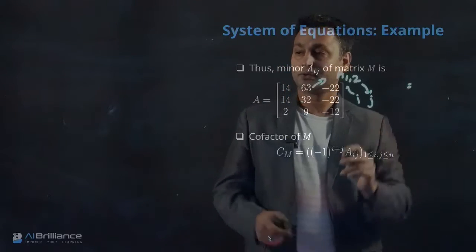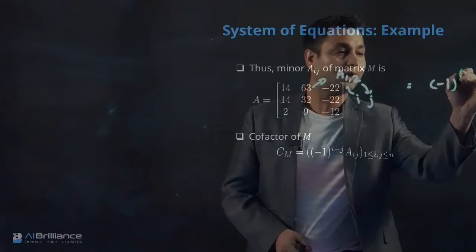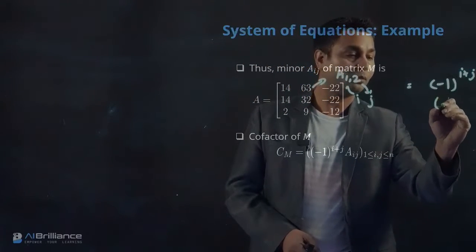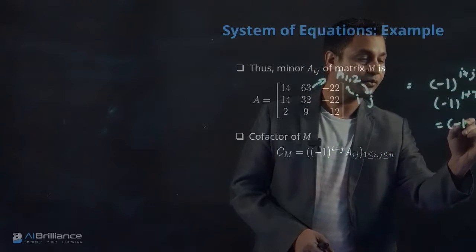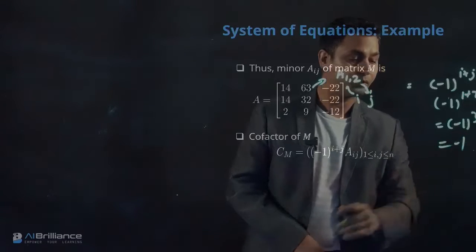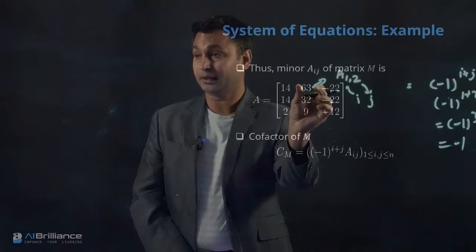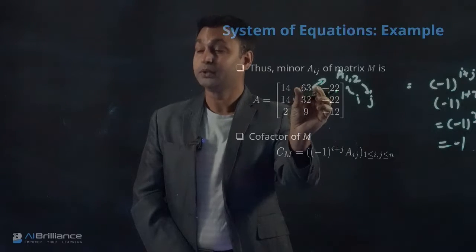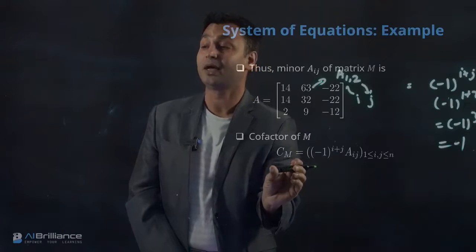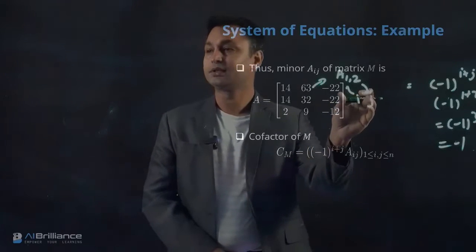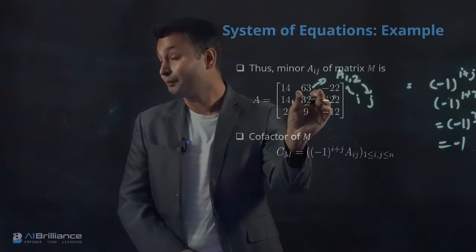So when I am using this to determine the cofactor, in this equation we have (-1)^(i+j). So i is 1, j is 2, so we have (-1) to the power 3, and this is going to be equal to -1. So what happens here? I will take whatever the element a1,2 is and multiply that by -1, and that will be the element that I need to have in the cofactor matrix. So essentially this will change sign, from 63 it will become -63.